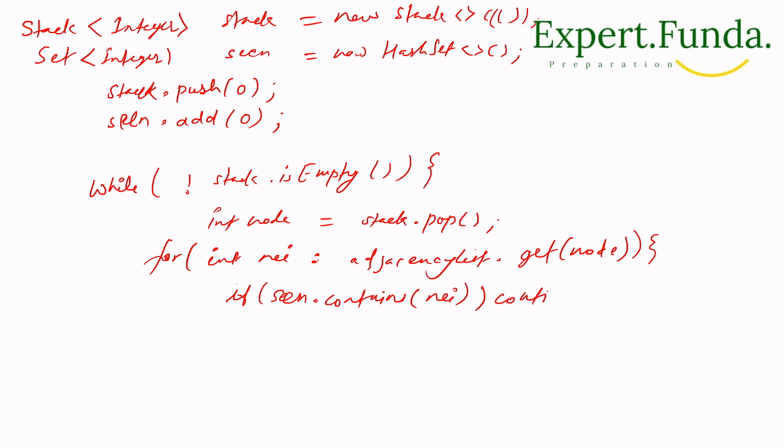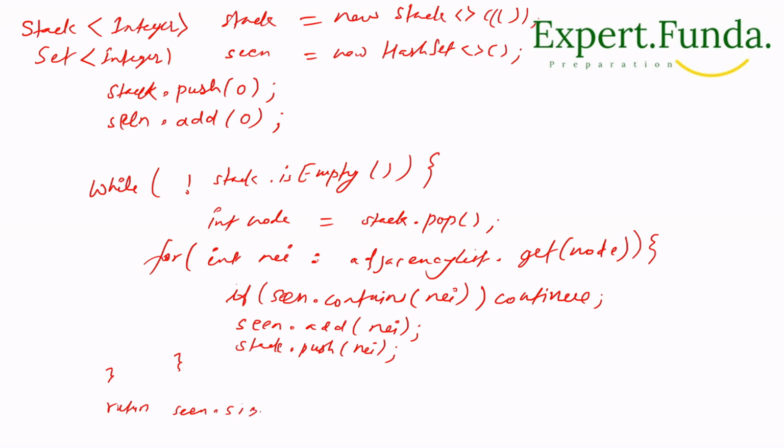We will continue, right? If not, then we go to the next part and update the record. Seen dot add will add the neighbor onto the seen set, and then stack dot push nei. So this part is done. After the while loop we return seen dot size equal to n. Remember? So if the size is equal to n, it means true. Correct? Now you can think of this as our iterative depth first search.